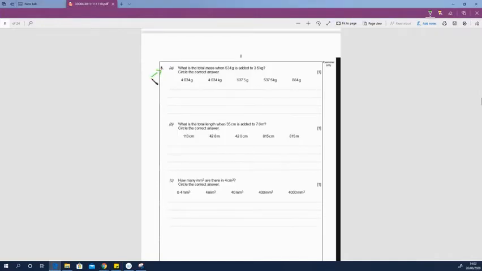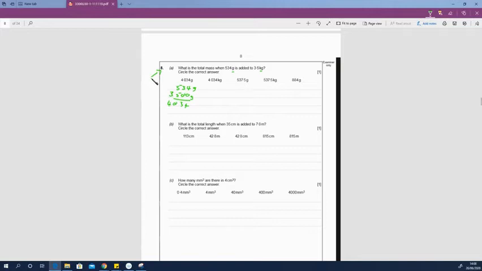Here we are at question 8. What is the total mass when 534 grams is added to 3.5 kilograms? Okay, so we've got different units there. So we have to put them into the same units, add them up, and then see what we get. So 534 grams added to 3.5 kilograms, which is 3,500 grams. So I've put them both into grams there.